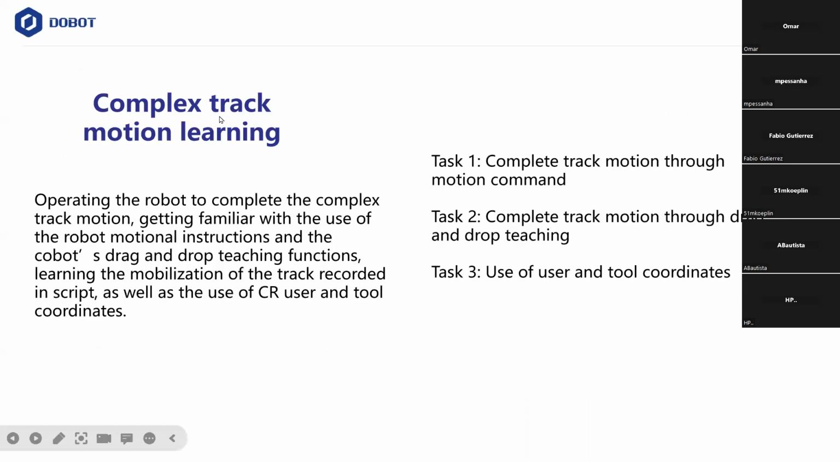For complex track motion, operate the robot to complete the complex track motion, getting familiar with the use of the robot motion instructions and the cobot drag and drop teaching function. Learn the use of the track record in script, as well as the use of user and tool coordinates. For task 1, complete the track motion through motion commands.